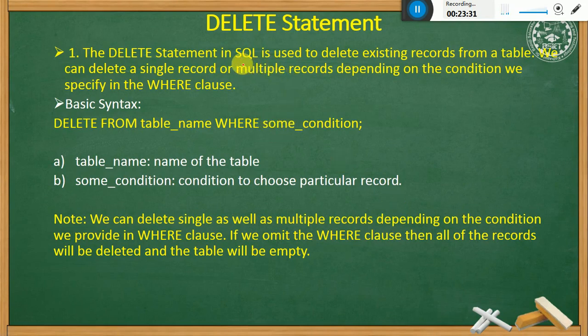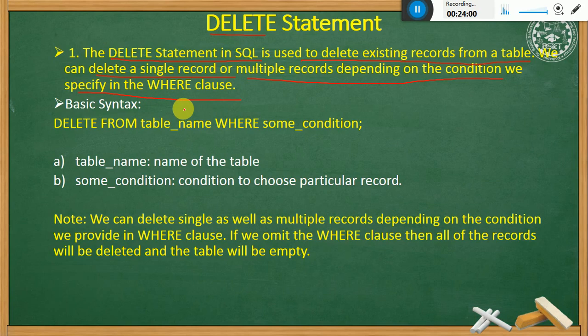And the last command, that is the delete command, is delete. It is very easy to understand. Delete means we are deleting a specific row from the table. The delete statement in SQL is used to delete an existing record from the table, where we can delete a single record or multiple records depending upon the condition specified in the where clause.